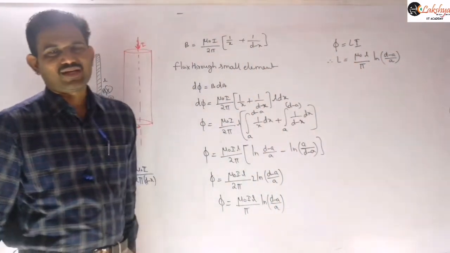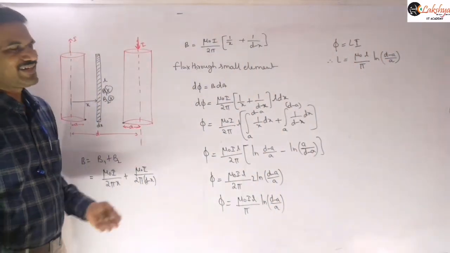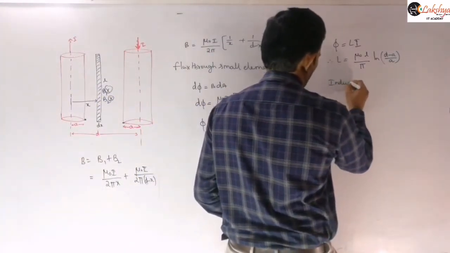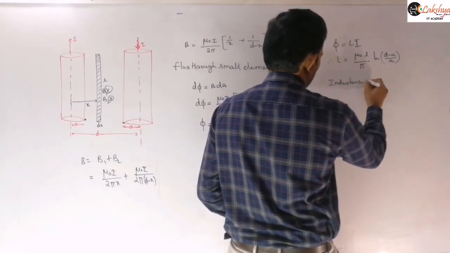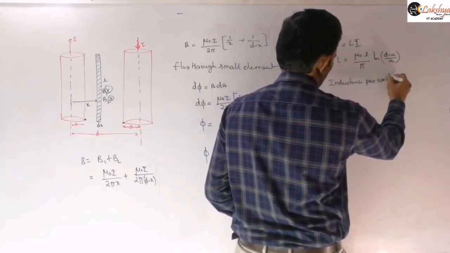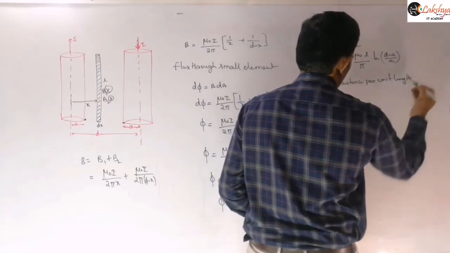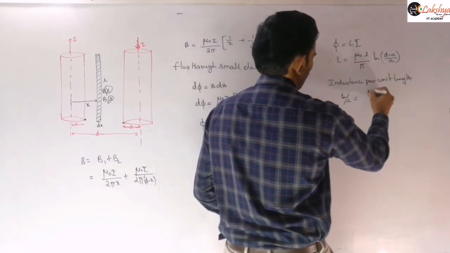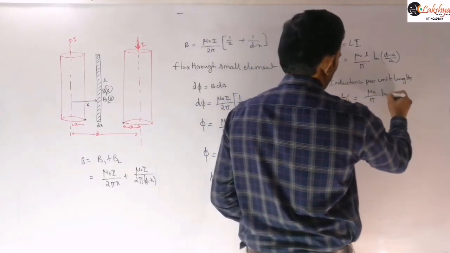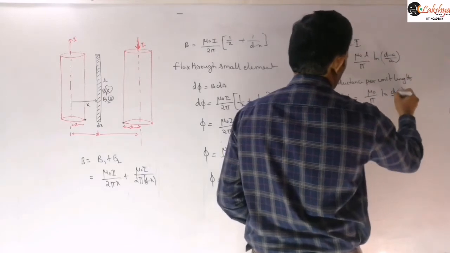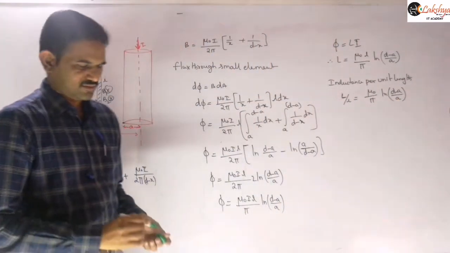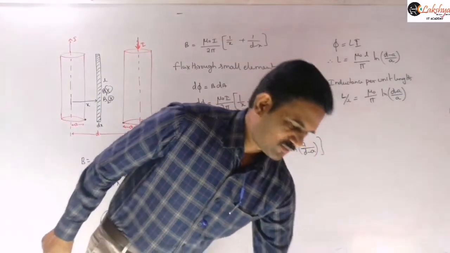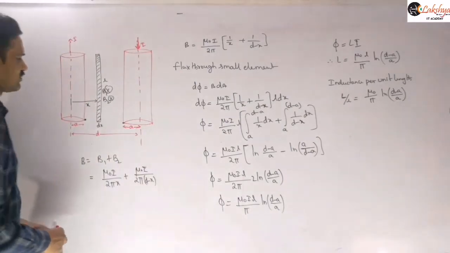Generally they will ask such problems as inductance per unit length. So I can write this as inductance per unit length, L by l, equal to mu naught by pi into ln (d minus a by a). So that is our inductance per unit length, right? There will be some more problems like inductance per unit length calculation, so let us see those problems now.